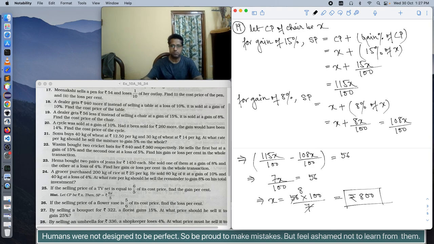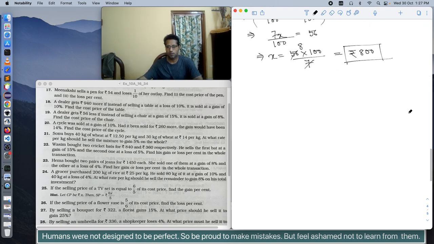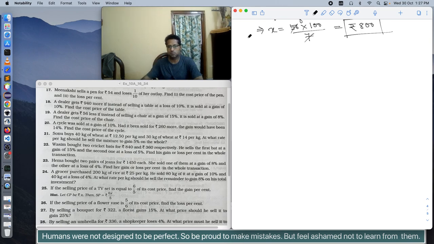Okay, let's do problem number 20. A cycle was sold at a gain of 10%. Had it been sold for rupees 260 more, the gain would have been 14%. Find the cost price of the cycle.